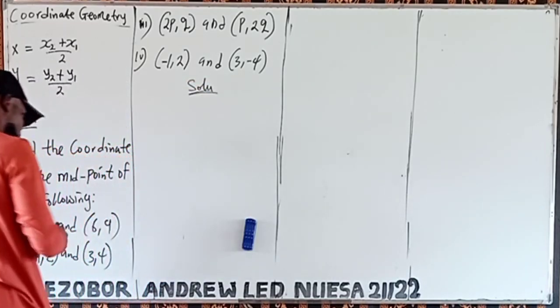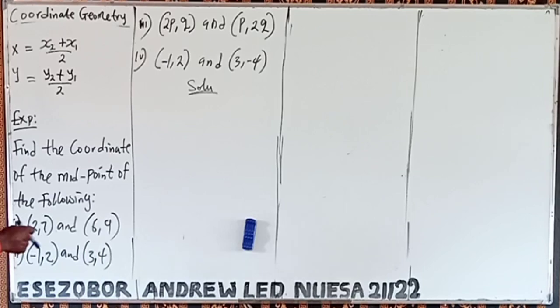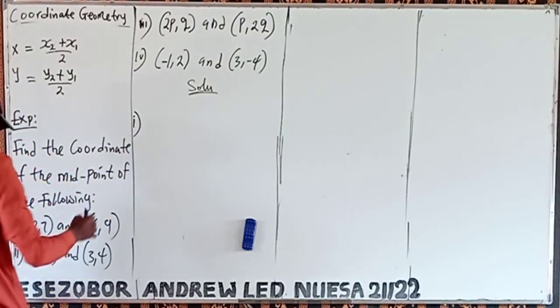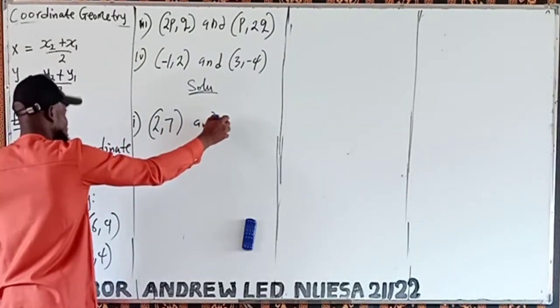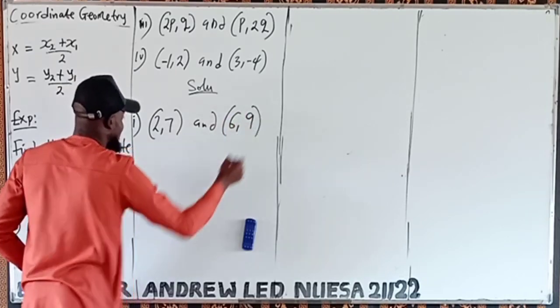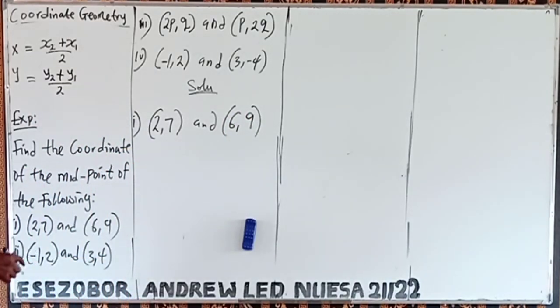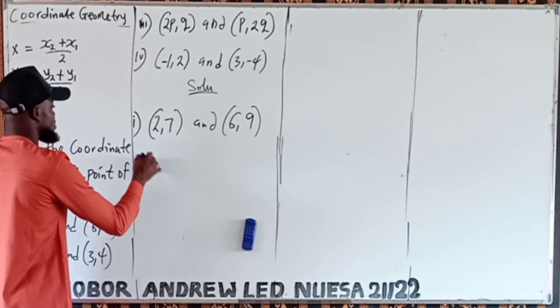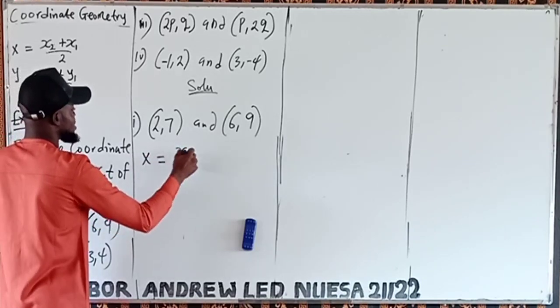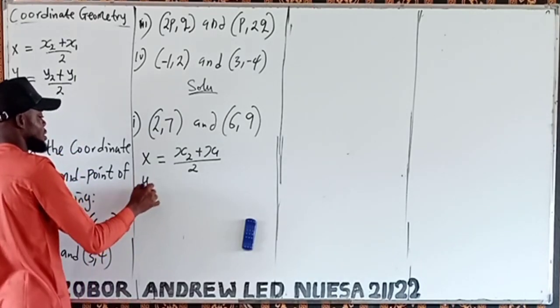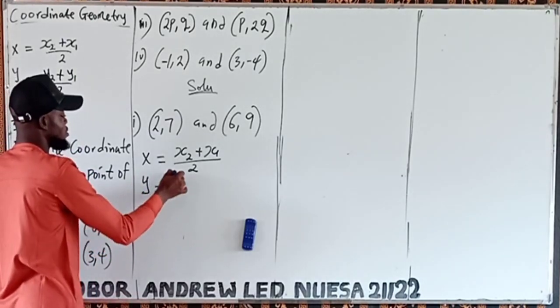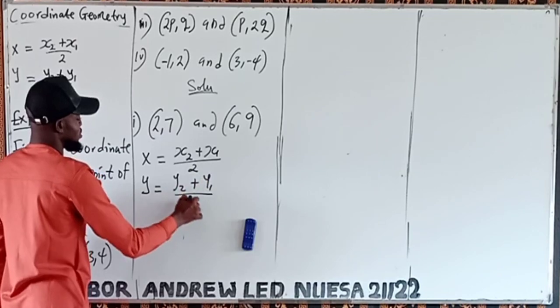Solution to this problem. Let's see what we're going to have. For question 1, we have (2, 7) and (6, 9). For the x coordinate, we have x2 plus x1 over 2. For the y coordinate, we have y2 plus y1 over 2.